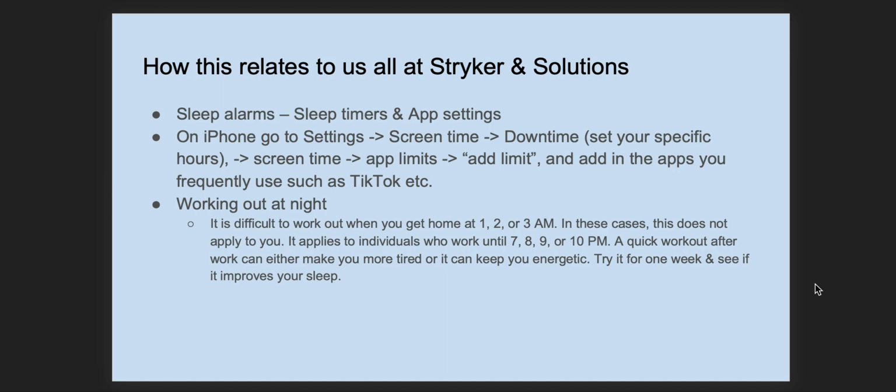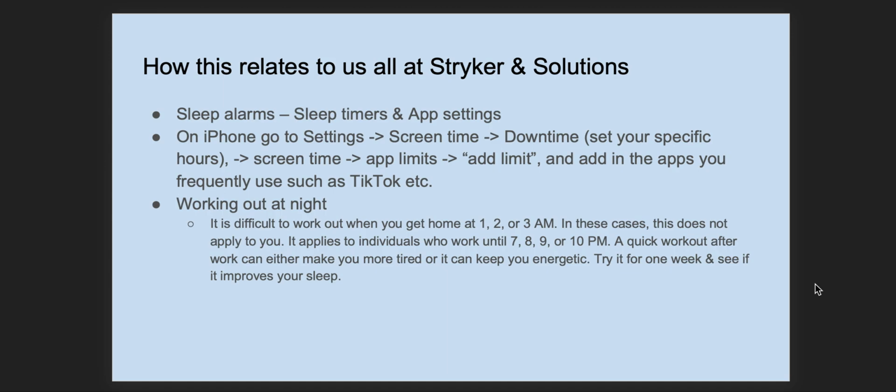And then what else can we do? We can have a sleep alarm, right? So a sleep alarm, we can have sleep timers. We can also have app restrictions. Let's say you get home, you're tired, but you want to scroll on TikTok. You lose time with TikTok, sometimes 30 minutes will become an hour, sometimes it becomes 2 hours. There are ways you can actually limit the time on your phone.